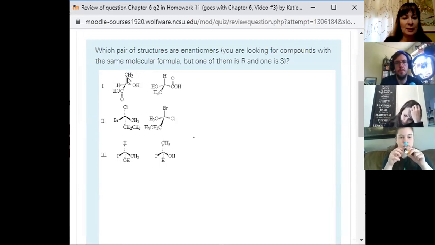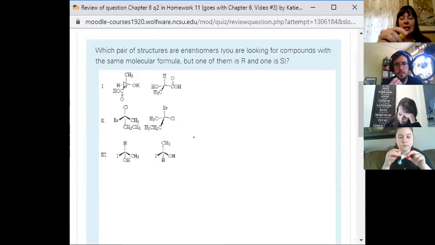What color should be pointing straight up? Yellow. Yellow should be pointing straight up. And let me put this away from you. The hydrogen is facing away from you. The yellow is pointing straight up.